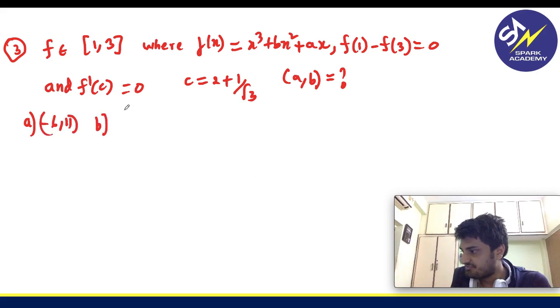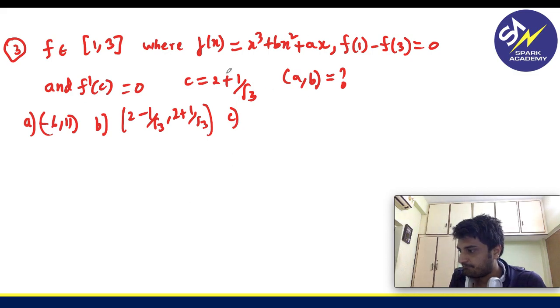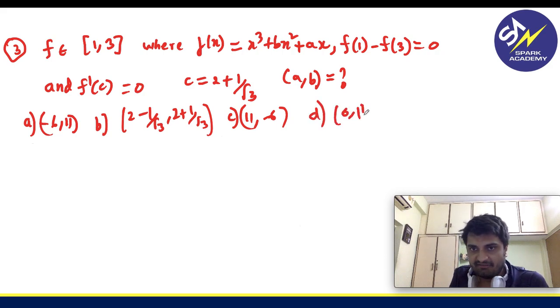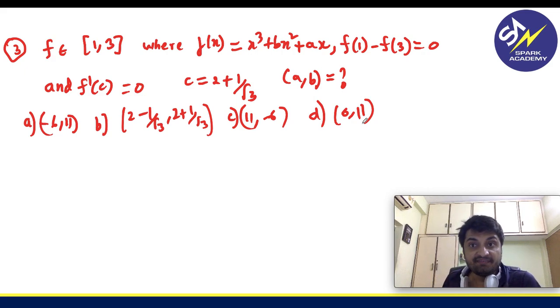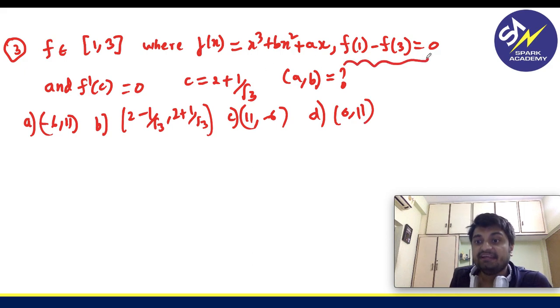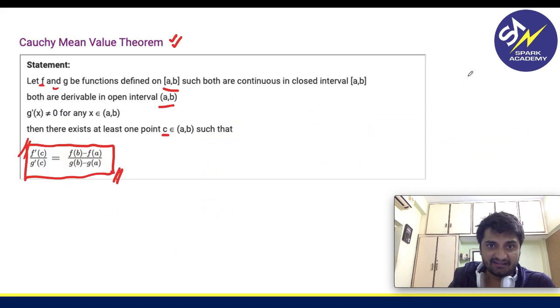Second option is 2 minus 1 by root 3 comma 2 plus 1 by root 3. The third option is 11 comma minus 6, and 6 comma 11. Basically, what can I use here, guys? Given that f of 1 minus f of 3 is 0, this is an important thing, because if we are using Lagrange's, RHS is 0. Basically, if you get 0 in Lagrange's RHS, we'll go back to Lagrange's.